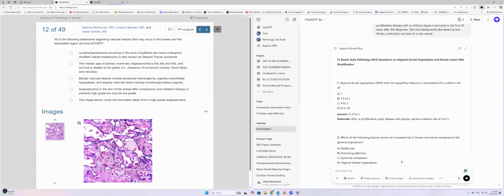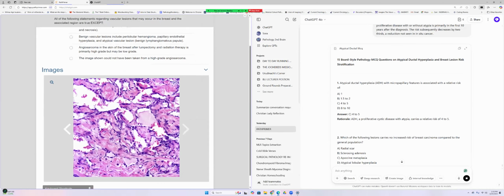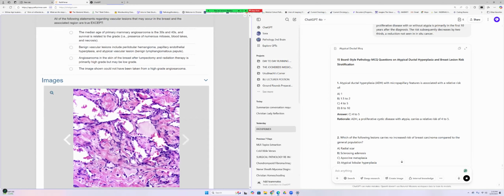Angiosarcoma in the skin of the breast after lumpectomy and radiation therapy is primarily high grade, but may be low grade. The image shown may not have been taken from actual effects. This one looks like angiosarcoma, but let me read the other options.